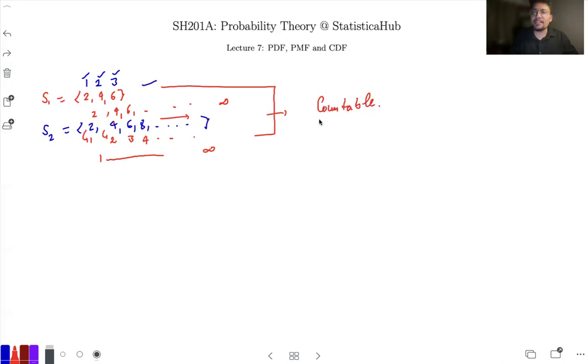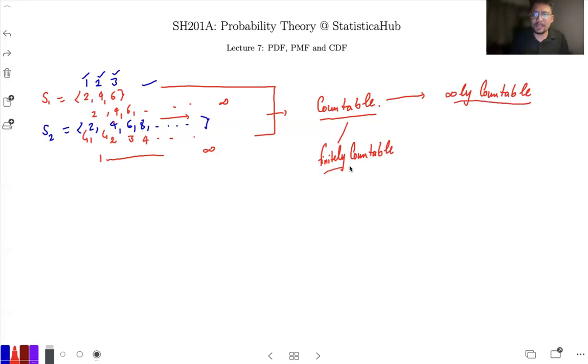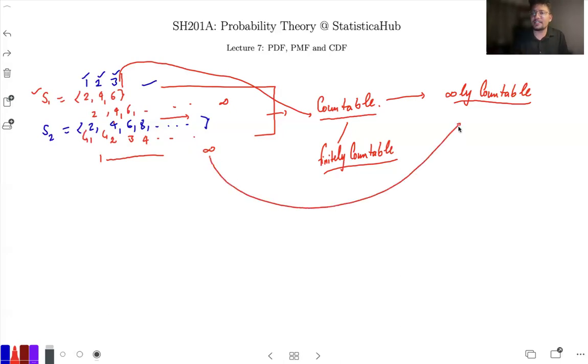Now a countable set can be of two different types. It can be finitely countable, or it can be infinitely countable. What is the meaning of finitely countable or infinitely countable? If you go for the first set, set one, you are able to assign natural numbers to the elements, and the natural numbers come out to be finite. So this is a finitely countable set. And for the second one, we are able to assign natural numbers, but they go to infinity. So this is an infinitely countable set.